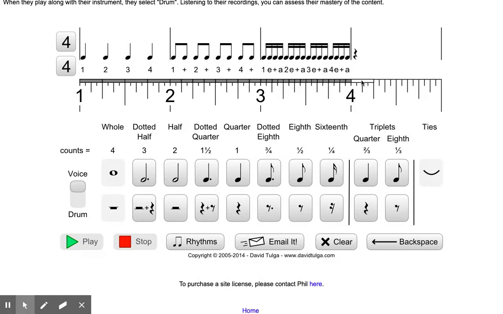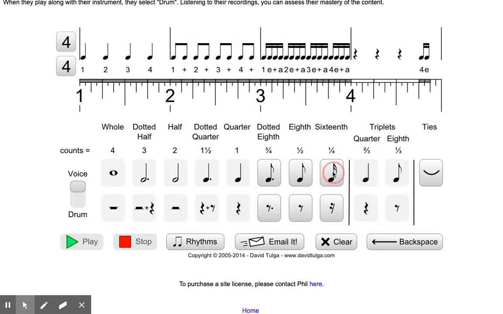So if it's in the first beat, the next beat would start with the 2. If it was in the second beat, the next beat would start with the 3. And if it was in the third beat, the next beat would start with a 4. So if I had four 16th notes here, it wouldn't be 1 E and A. It would be, here's the first beat, here's the second beat, here's the third beat. It would be 4 E and A.